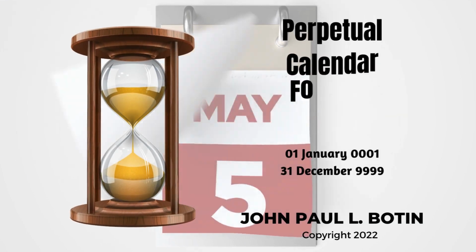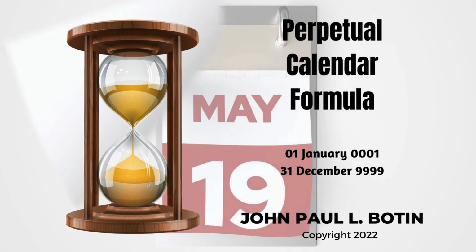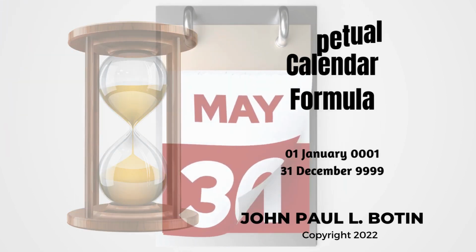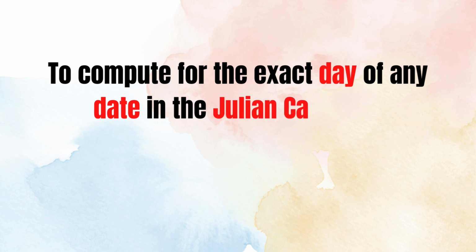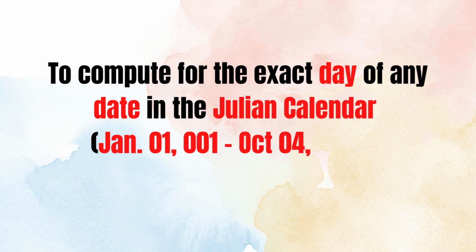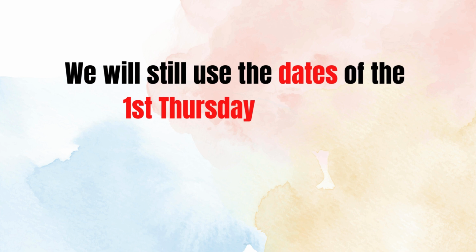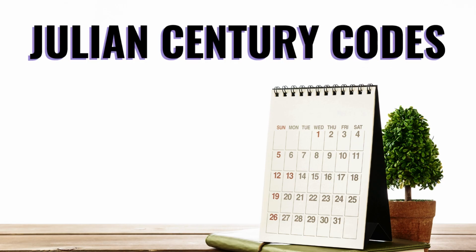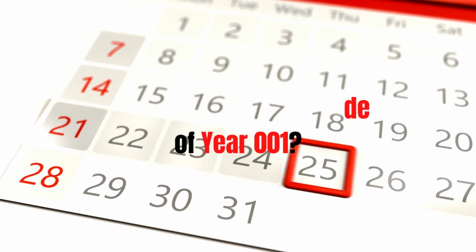Perpetual calendar formula, copyright 2022, January 1st 0001 until December 31st, 9999, Julian and Gregorian calendar. To compute for the exact day of any date in the Julian calendar, January 1st, 001, to October 4th, 1582, let us find the century codes first. We will still use the dates of the first Thursdays of 2023 to figure out the century codes for each century. Julian century codes.